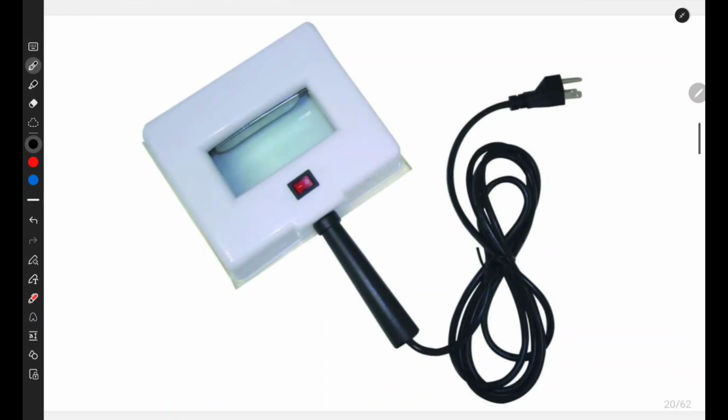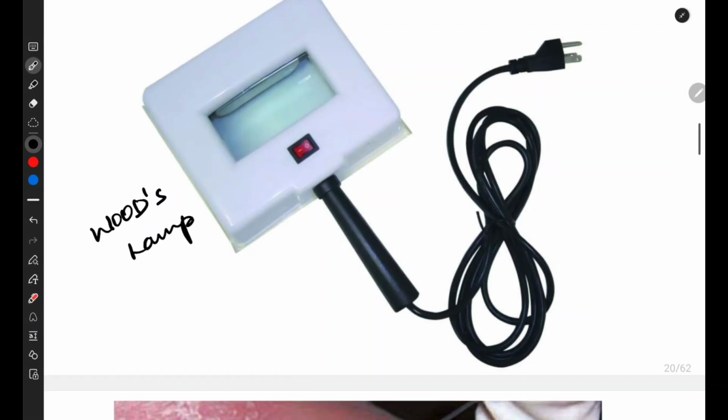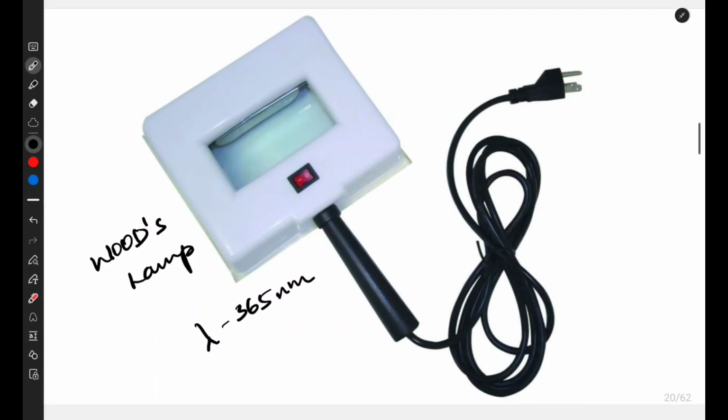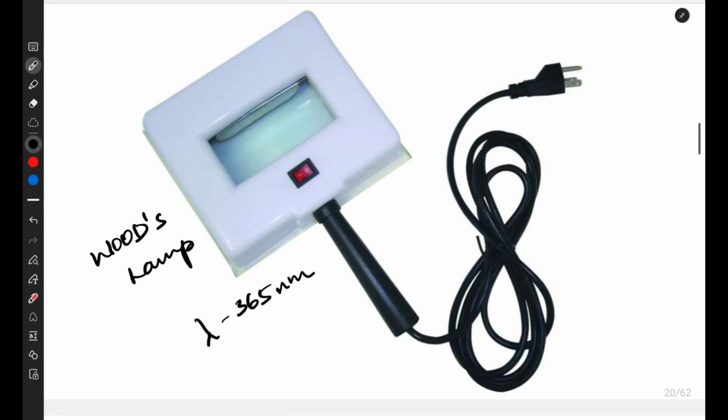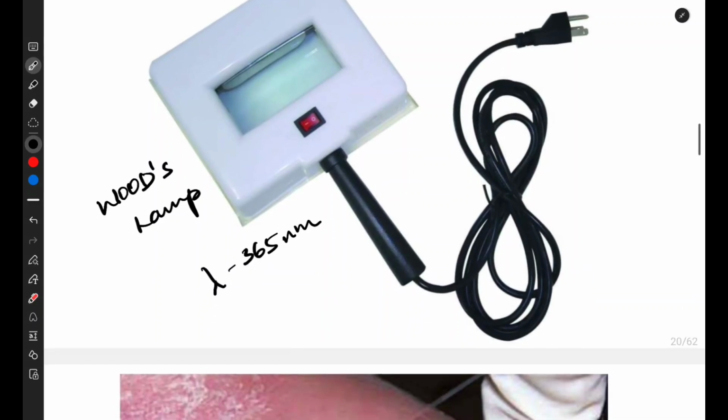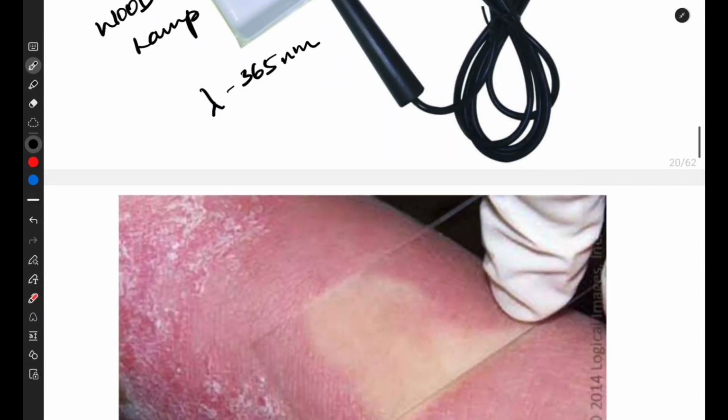So after lesions, we will come to the instruments used to detect these different types of diagnosis. So this is called a Wood's lamp. This will have a fluorescent blue light with a wavelength of 365 nanometers. This filter is called a barium silicate nickel oxide filter, which will characteristically show different diseases in different colors. We will see which disease shows which color.